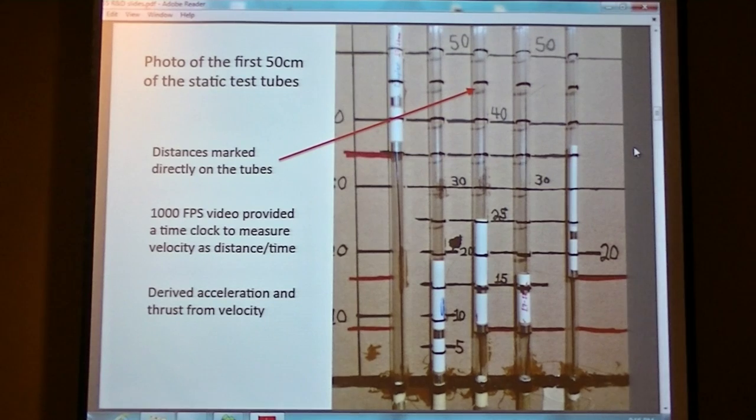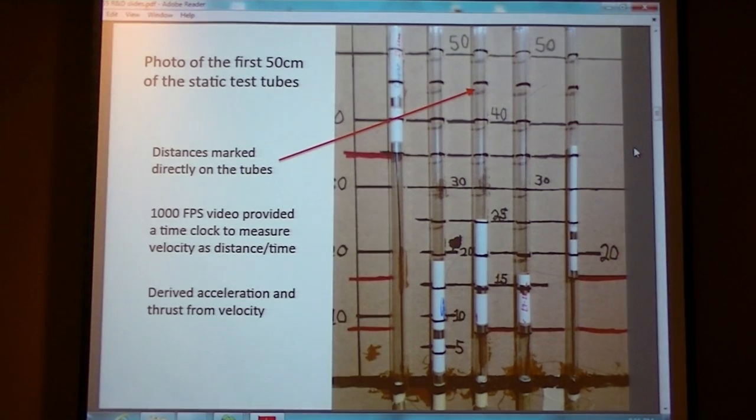Here's a photograph of our testing layout, and you can see from the picture we marked distances directly on the tubes. That's the way to get the most accurate reading from a 1,000 frame per second video, which provides a time clock in which to actually measure the velocity as we see the pistons reach various milestone distances. And then from this we can derive acceleration as well as thrust.